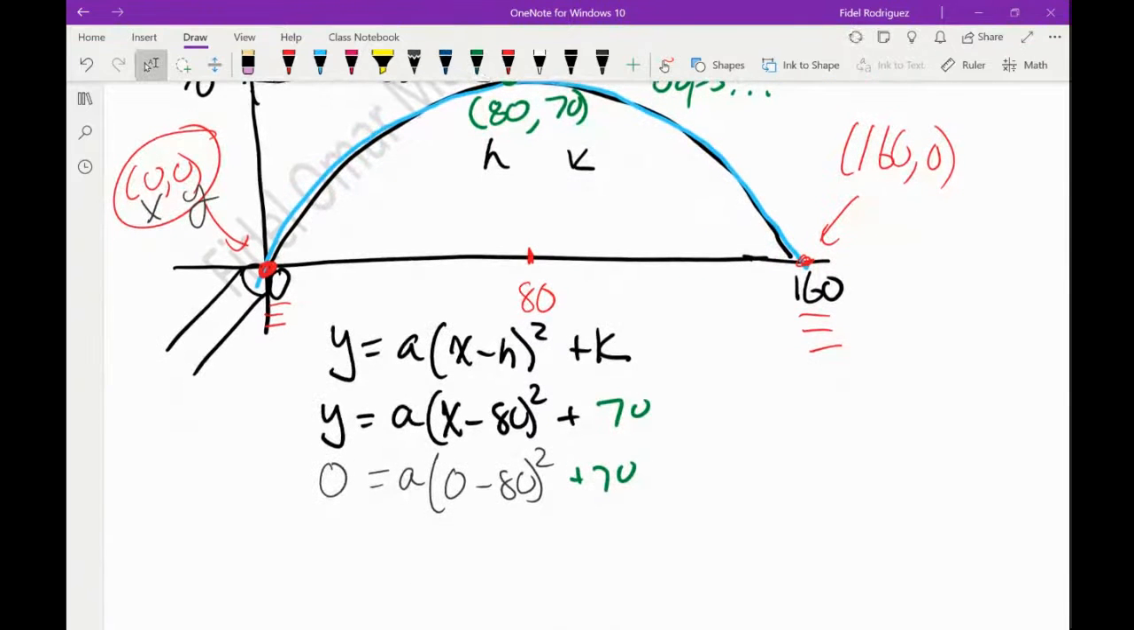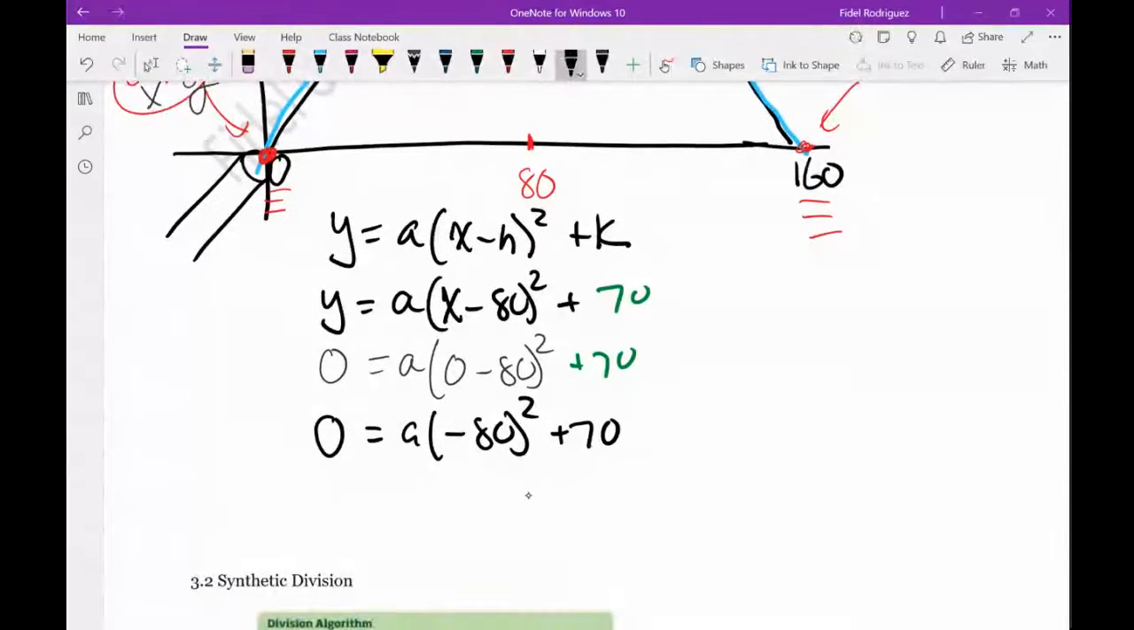Okay, and so now I need to solve for A. So if I'm going to solve for A, I'm going to say 0 equals A times (0 minus 80) squared plus 70. And let's see, 0 equals negative 80. When I square it, y'all, it is going to give me 6,400 with an A, plus 70.